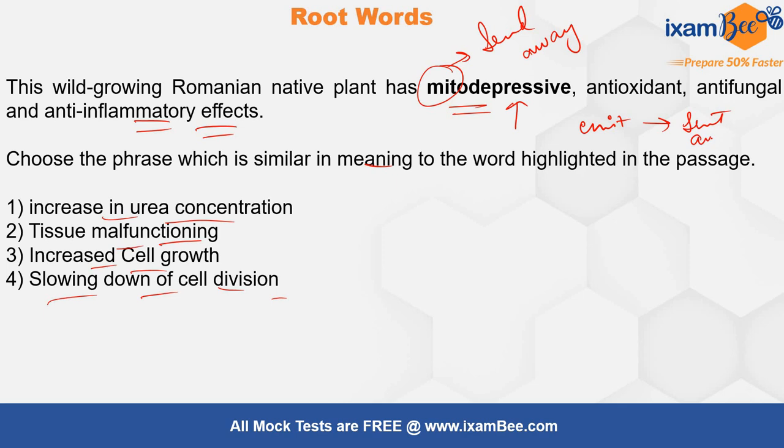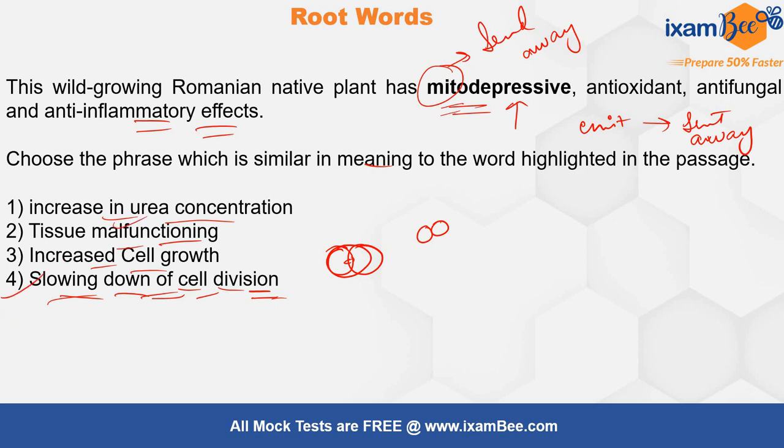Okay. So this way we can see that from our options, when we are talking about cell division, a cell is being divided. This is one cell, and once it is divided, there will be two, and these will be sent away from each other because they have become two, right? So mitodepressive is related to cell division because it has the word mit, right? And slowing down of cell division, thus this will be our correct answer, right? So we will select option 4 as our correct answer here.